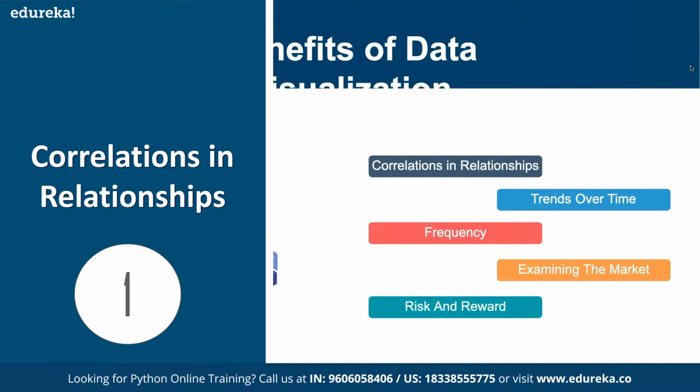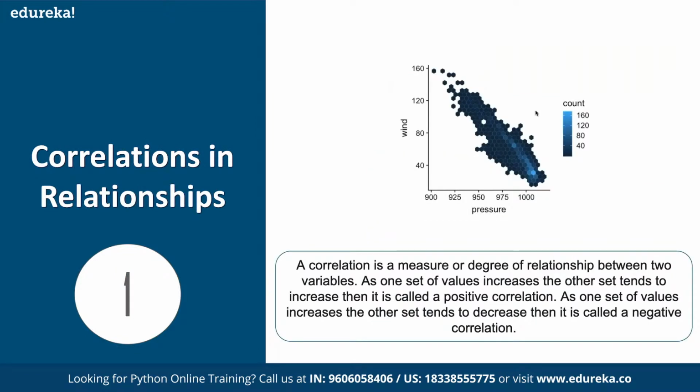For example, here we can see if one value increases, then the other one may increase or decrease. So we can say that these two data sets are either positively correlated or negatively correlated. And we also have high positive correlation, low positive correlation, high negative correlation, depending upon the requirement.